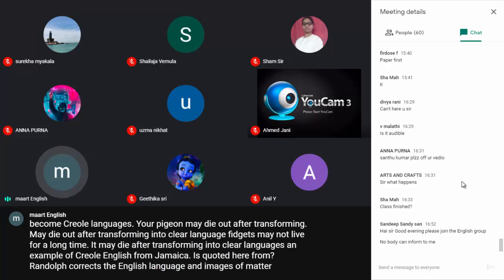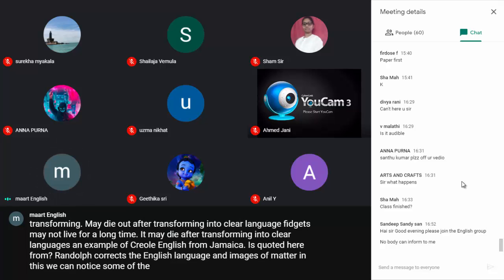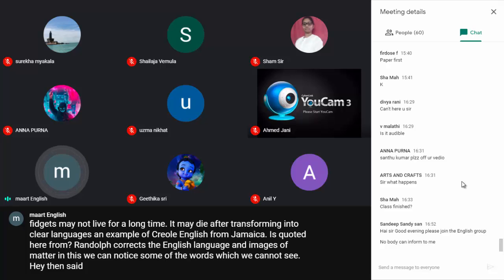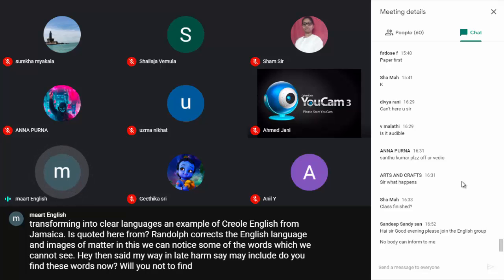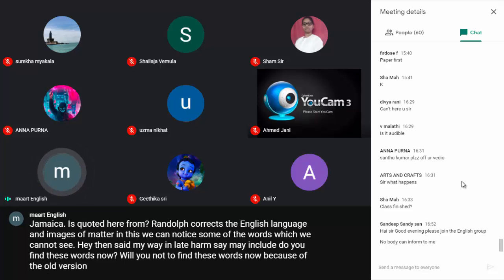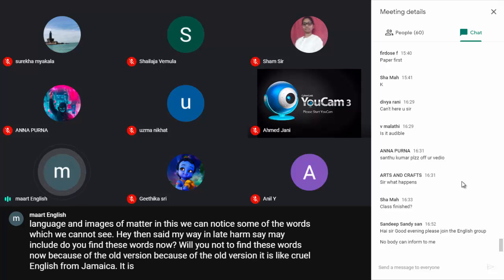In this, we can notice some words which we cannot see now. Do you find these words now? We do not find these words now because of the old version. It is like Creole English from Jamaica. It is noticed in this text.